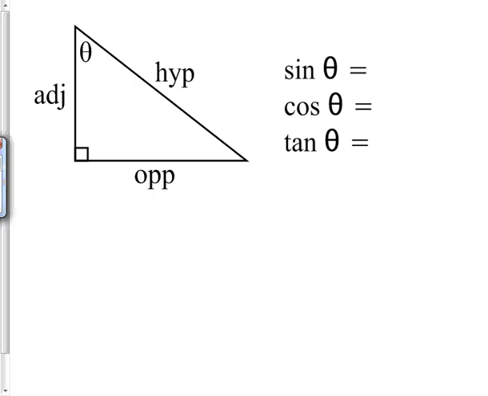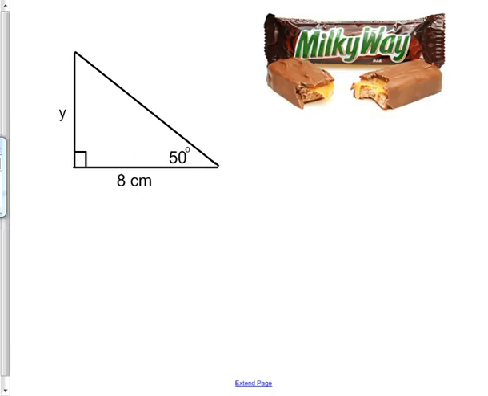Sine is opposite over hypotenuse. The C-A-H stands for cosine, which means adjacent over hypotenuse. And tangent, TOA, is opposite over adjacent. All right, so let's see how that sets up in some typical problems.